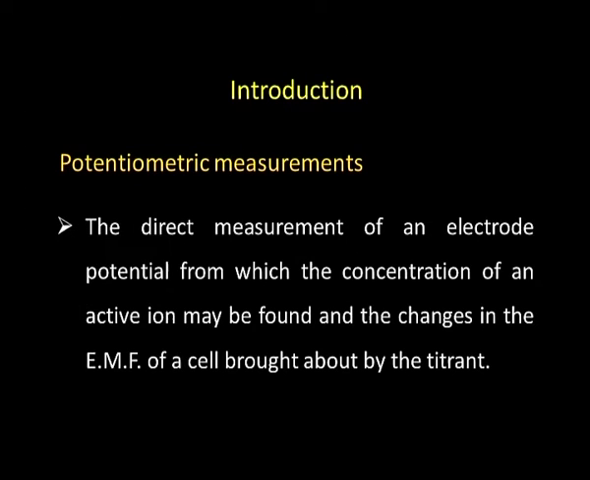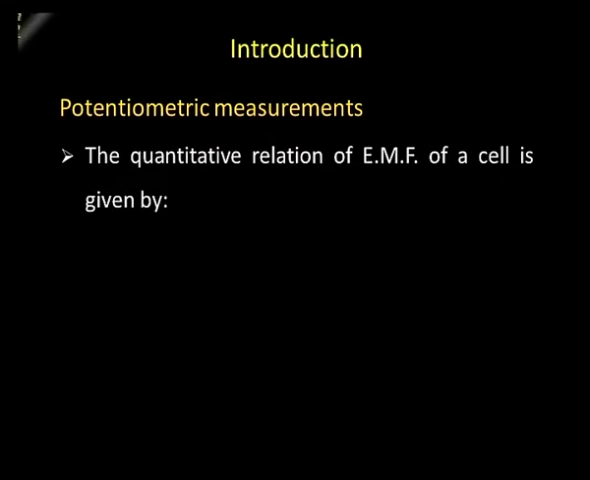The direct measurement of an electrode potential from which the concentration of an active ion may be found, and the changes in the electromotive force, that is EMF, of a cell brought about by the titrant, are also known as potentiometric measurements. The quantitative relation of electromotive force of a cell is given by the expression E cell is equal to E reference plus E indicator plus E junction.